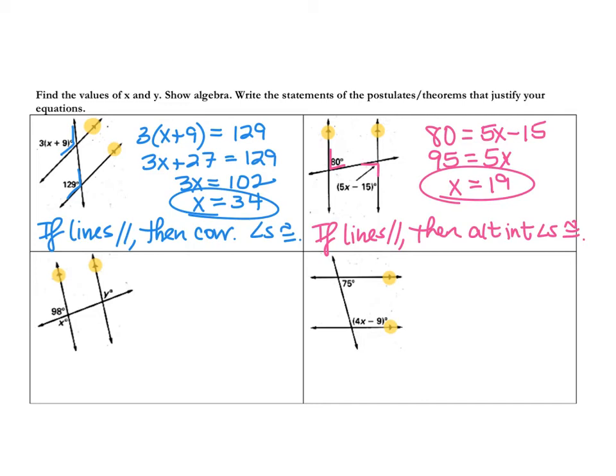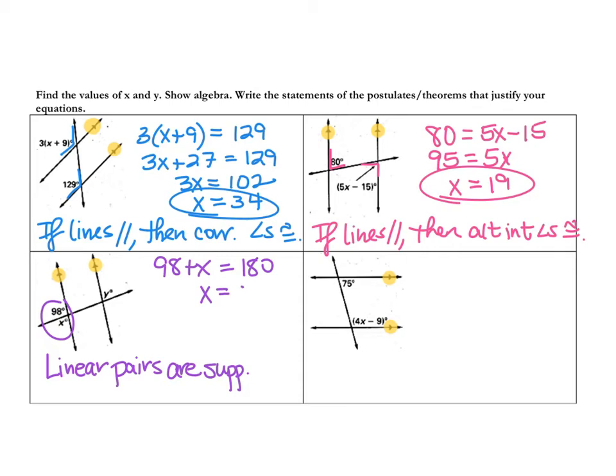Well, a couple different ways you could do this. How are these two related? Well, linear pairs are supplementary. That's a postulate from before. It's called the linear pair postulate. If you want to call it linear pair postulate instead of writing linear pair supplementary, that's fine. 98 plus x is equal to 180, and that would make x equal to 82.